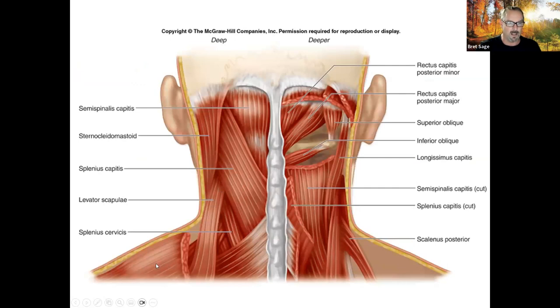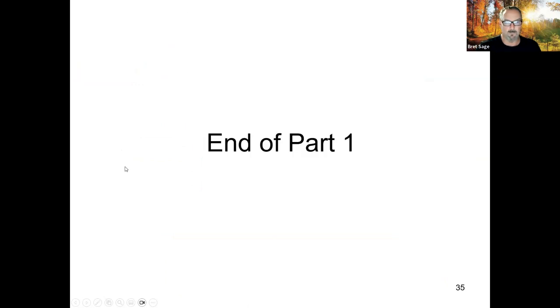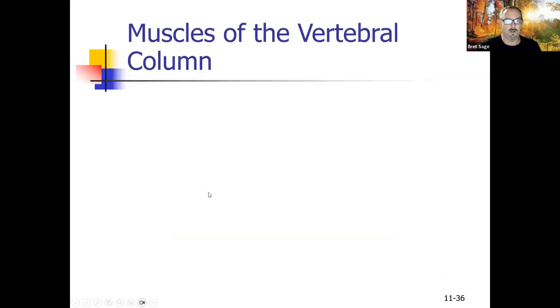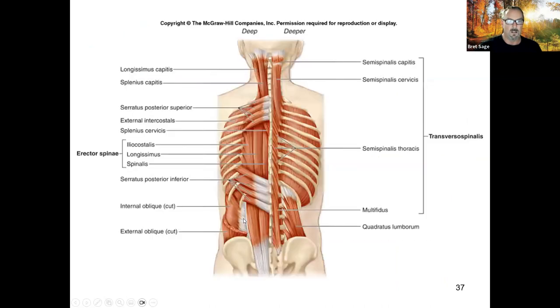Splenius capitis, sternocleidomastoid is here. Some of these are cut so you can see the deeper muscles. And there are those same muscles in the cadaver. Okay, moving onward, muscles of the vertebral column. They're complex and have multiple origins and insertions. Again, this is all information that you can just read, and it does not need to be explained.